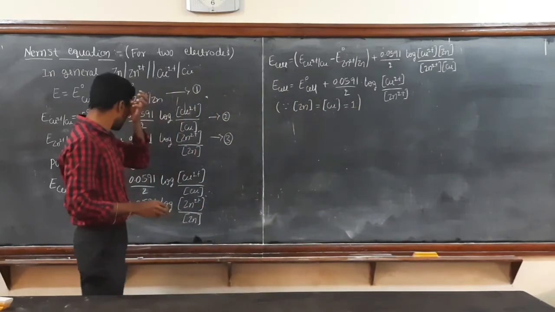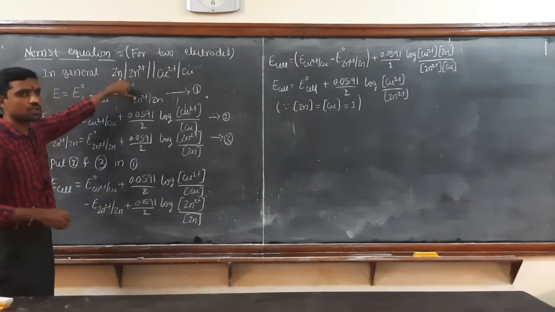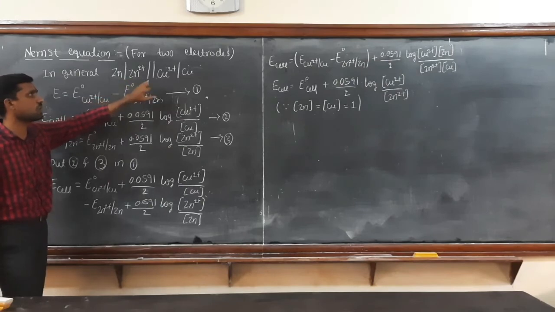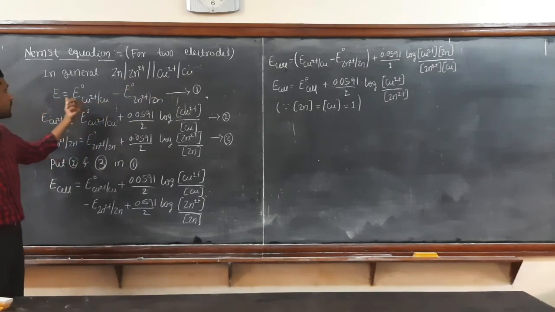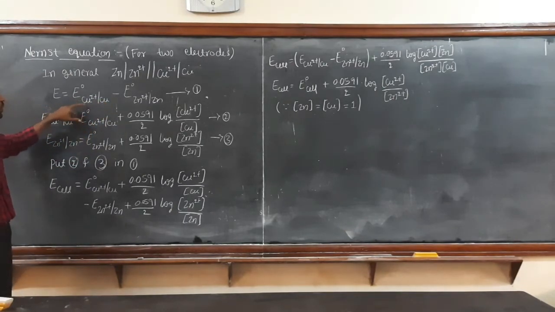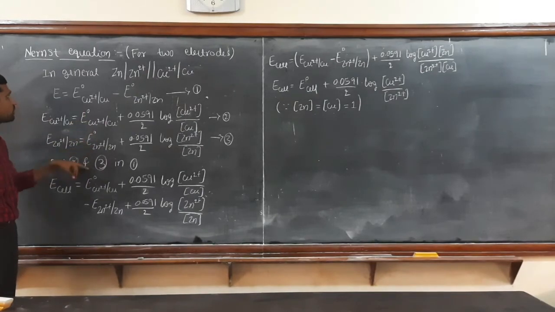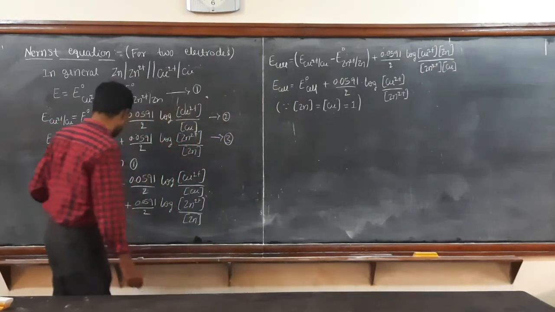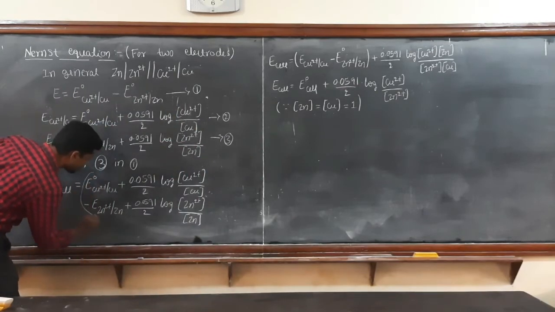So therefore this is for two electrodes. You are considering a simple galvanic cell, where zinc acts as the anode and copper becomes the cathode. You can determine the cell potential by using this equation. If you put the values from equations 2 and 3 into equation 1, you will get this equation. This one you need to go on subtracting. These are the two factors in this case, right?